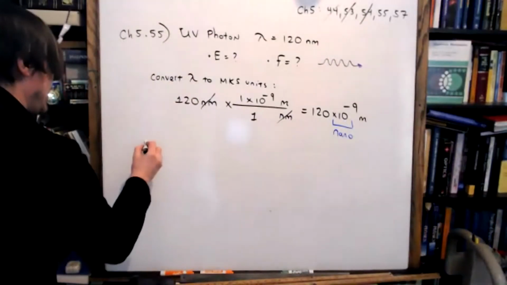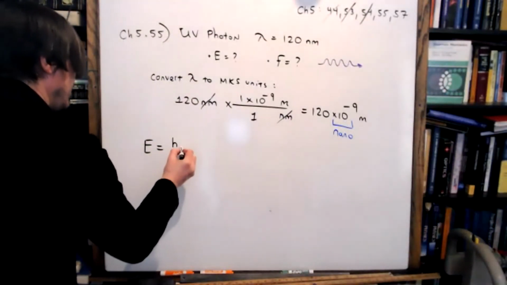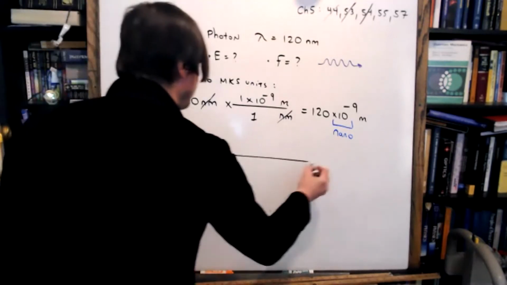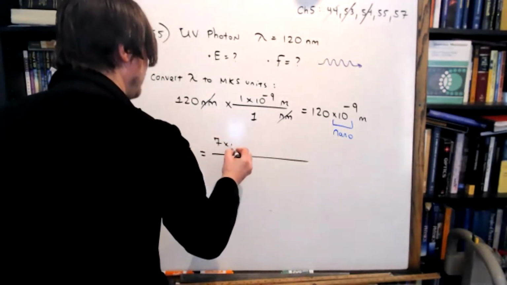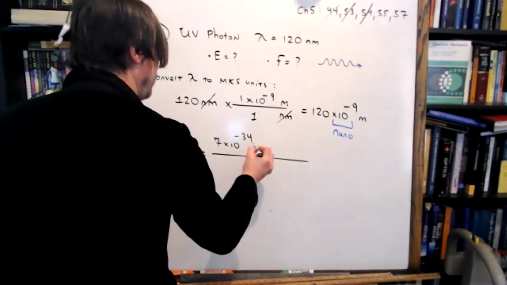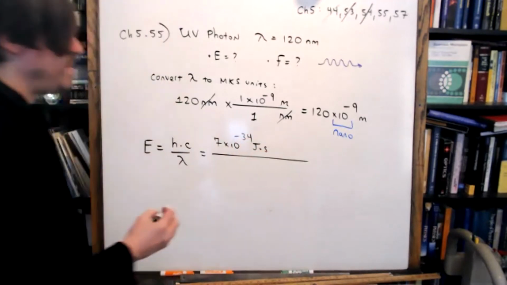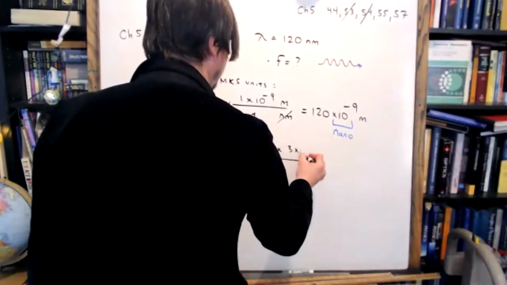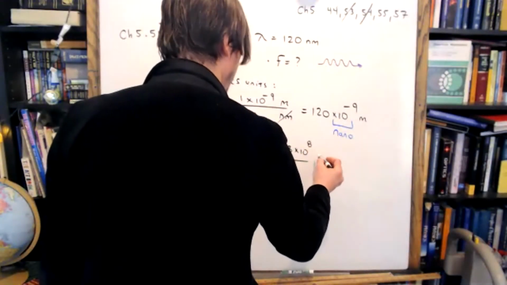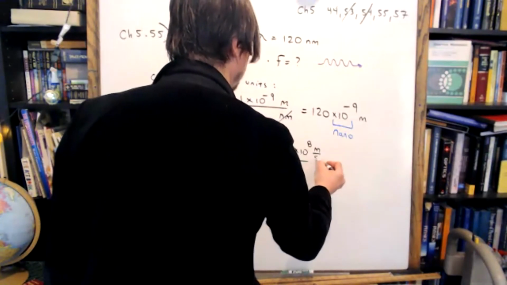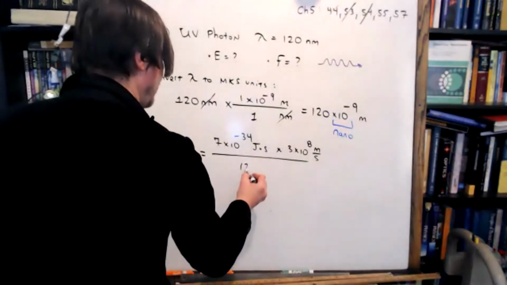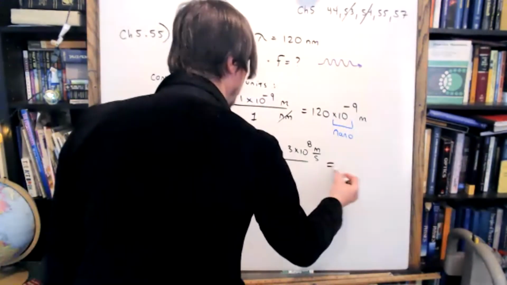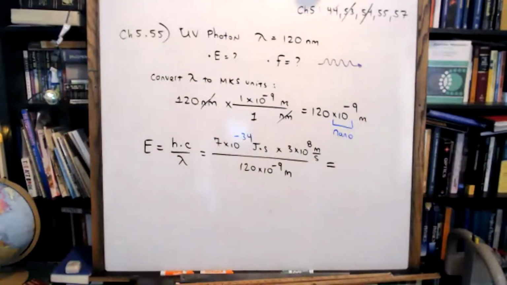So we're going to use the energy of a photon is Planck's constant times the speed of light divided by the wavelength. Planck's constant is 7 times 10 to the minus 34 joules times seconds. The speed of light is 3 times 10 to the 8 meters per second. And the wavelength is 120 billionths of a meter. Punch them up, do your unit balance, and tell me what you get.